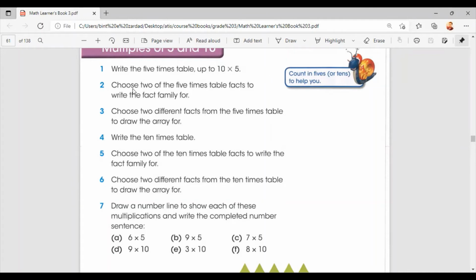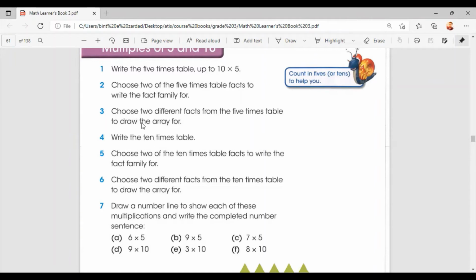No need to write them all. Choose two of the 5 times table facts. To write the fact family, you can write 5 multiplied by 10 equals 50, 5 multiplied by 4 equals 20, using the 5 times table multiplication facts. Choose 2 different facts from the 5 times table and draw the array for them.